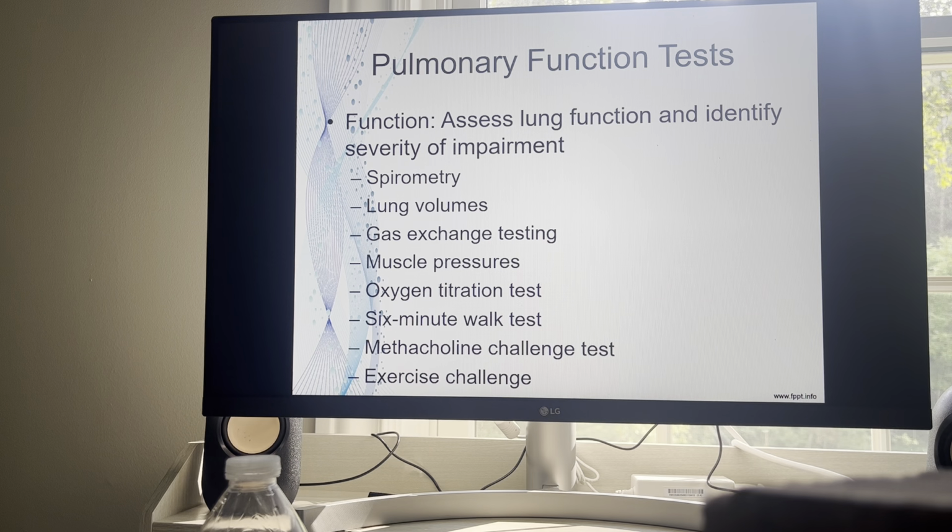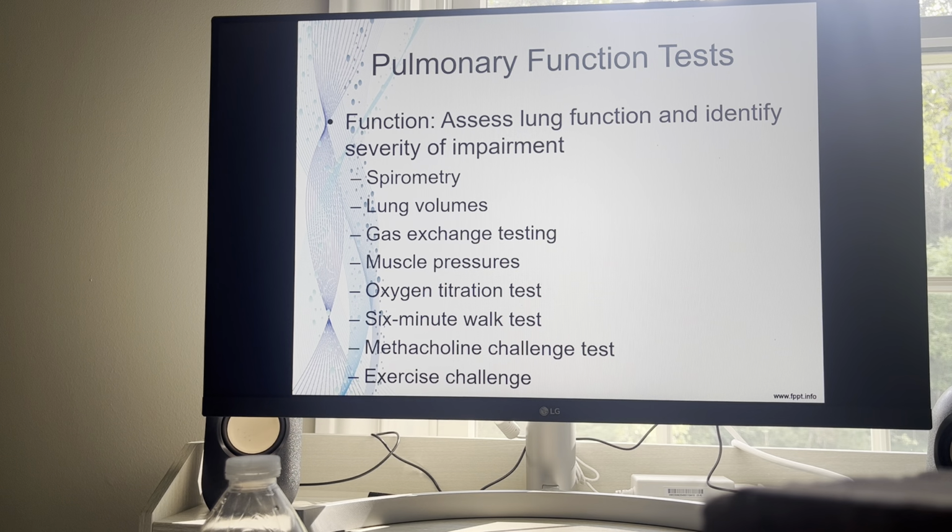Let's just fire through the other ones real quickly, but we're going to stop when we get to methacholine challenge. Lung volumes, that's the measurement of the actual volume of air within the lungs. Spirometry cannot do that. Spirometry just measures the force of exhalation. Lung volumes actually measures how much air is in the lungs. Gas exchange testing, the extent that oxygen passes from the alveoli to the blood. Muscle pressures, the pressure generated by respiratory muscles. So that may be ordered to evaluate a neuromuscular disease.